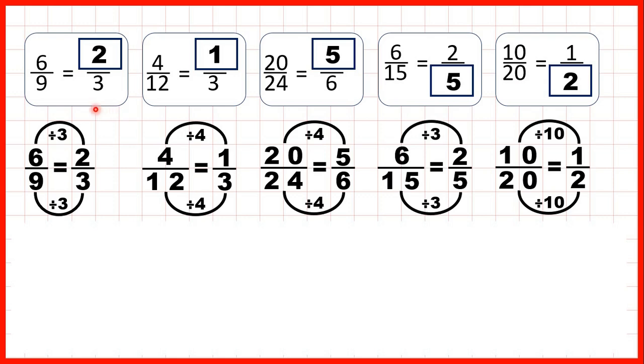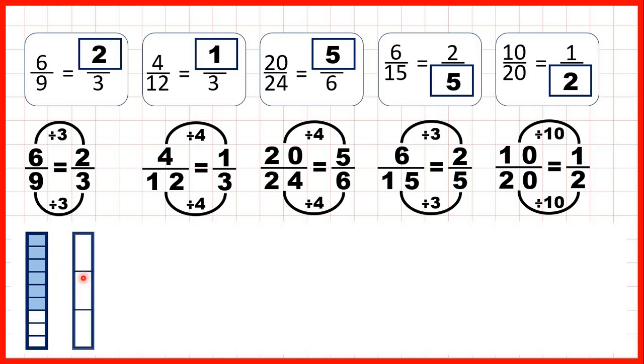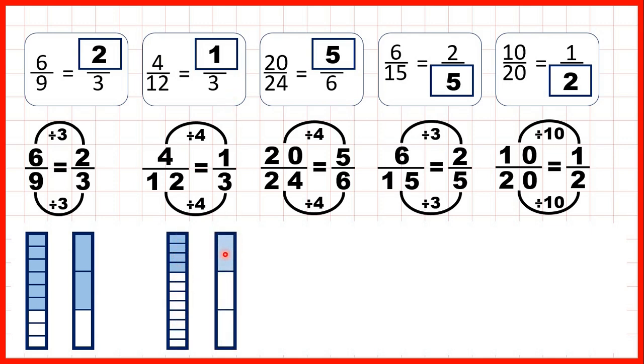Now it's important to understand that though these equivalent fractions use smaller numbers, they're not smaller. With equivalent fractions, we always get fractions which are the same size. And we can see that if we have 6/9, or 6 parts out of 9 shaded, that's equivalent to having 2 parts out of 3, or 2/3 shaded. We can see also that 4/12, so 4 parts out of 12, is equivalent to 1/3. The same amount of both fraction bars is coloured in blue.